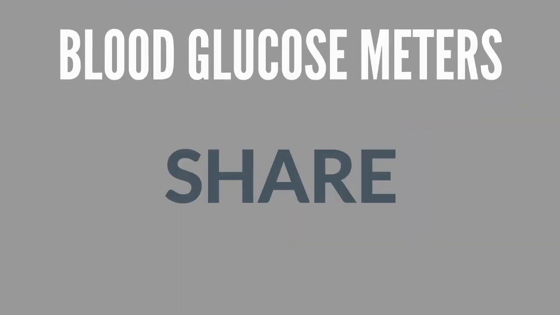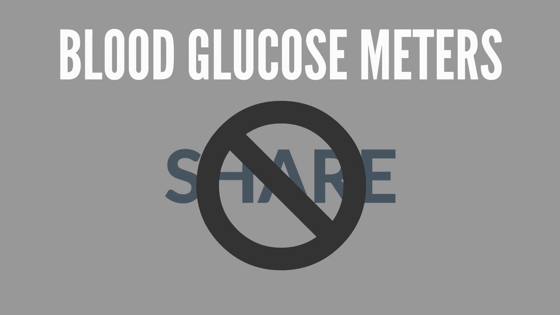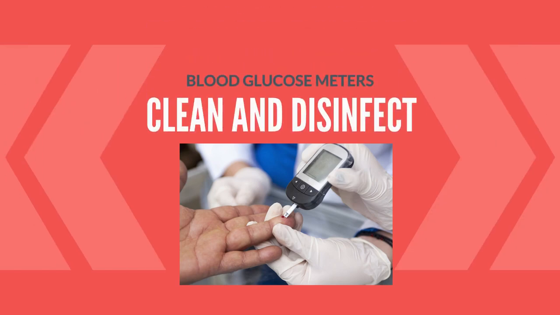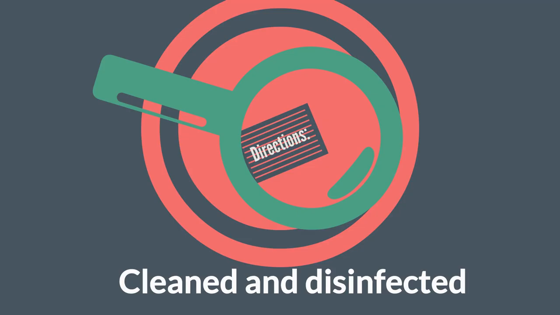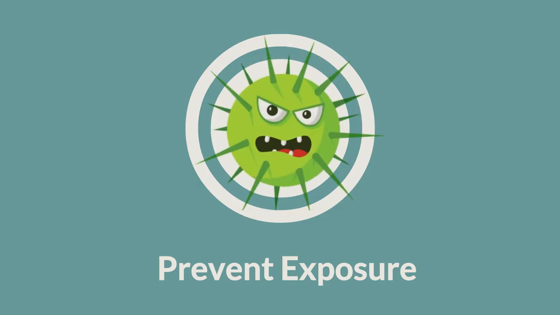Blood glucose meters should not be shared whenever possible. Assign blood glucose meters to a single person whenever possible. If a meter must be shared, clean and disinfect the meter after every use, according to the manufacturer's instructions. If the manufacturer does not specify how the device should be cleaned and disinfected, then it should not be shared. This will prevent the exposure and potential transfer of blood and infectious agents from one individual to the next.